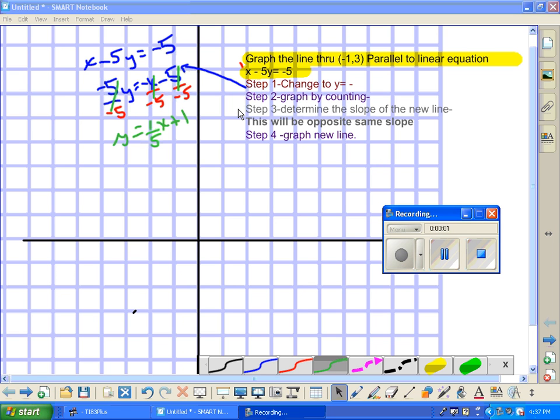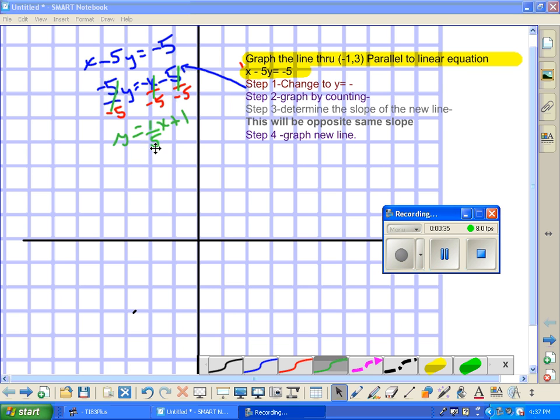I'm going to demonstrate how to graph the line through the points negative 1, 3. And we're going to graph another line, this line will be parallel to the linear equation x minus 5y equals negative 5. So let's look at our steps. Step 1, we already switched the equation into y equals, as I've demonstrated to the left.